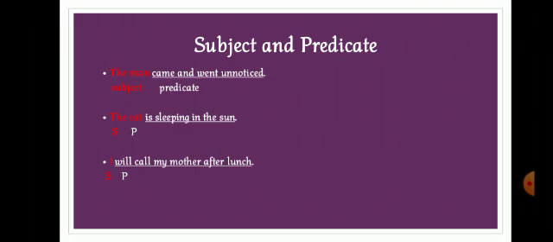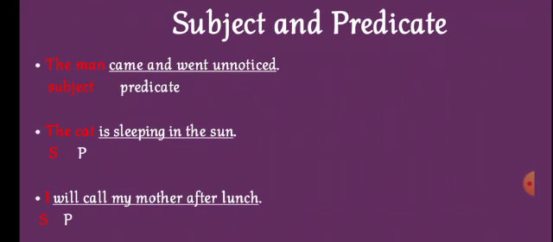See the first example here. The man came and went unnoticed. That is a sentence. Subject is the man. Who came and went? Suppose you ask a question there to identify the subject. Who came and went? The man. So, for that question, you get the answer the man. So, the man is the subject. So, except the subject, the remaining part of the sentence is predicate.